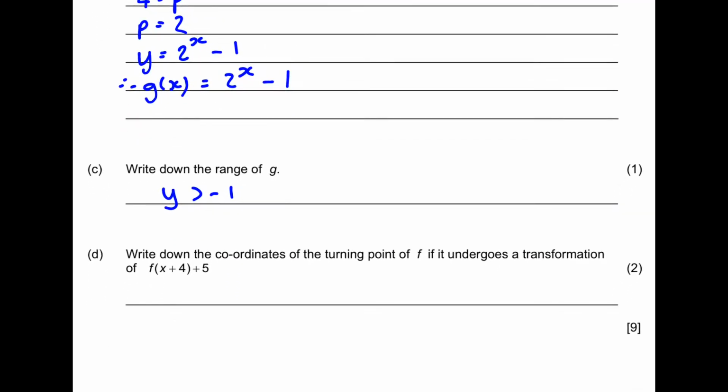Write down the coordinates of the turning point of f, remember, which was (2, 3), if it undergoes a transformation of f(x plus 4) plus 5. Now this part here means it goes into the x value of your equation, and x plus 4 implies a 4-unit translation to the left. So in our new coordinate, our x value of 2, we must subtract 4 to get negative 2. Then the positive 5, it's outside of the f, which means that's vertical. We're adding it to our y value. So 3 plus 5 gives us 8, which is the new turning point.